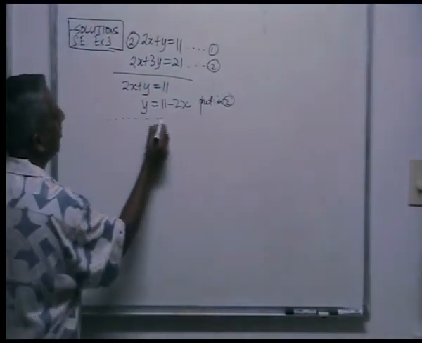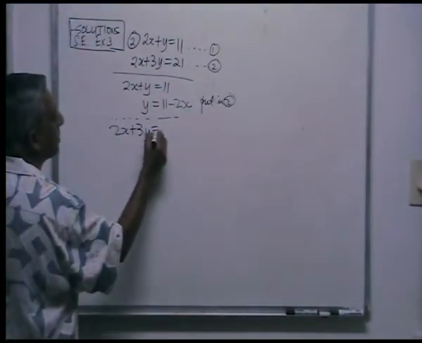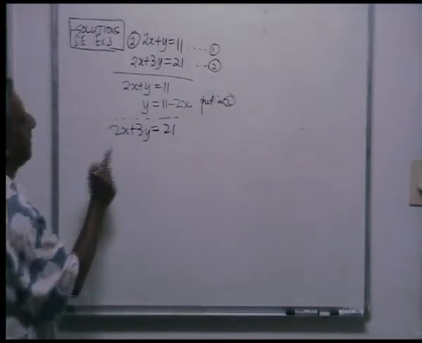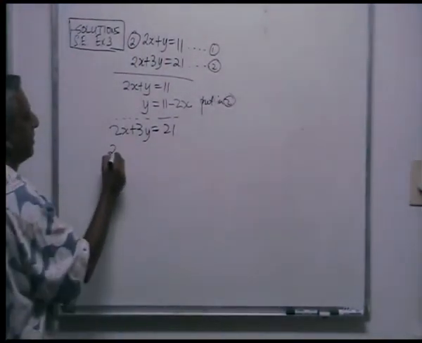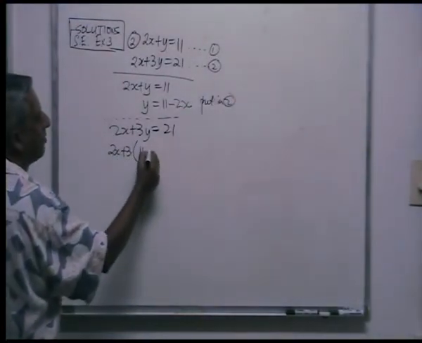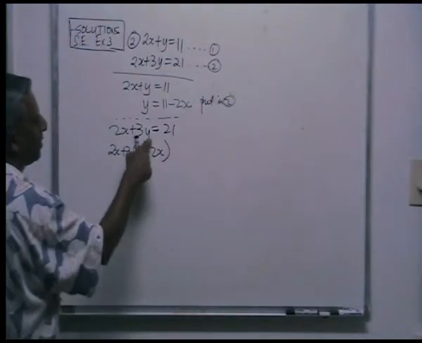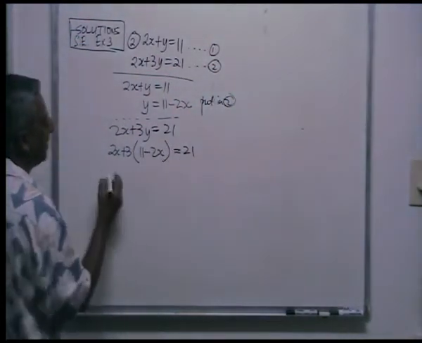So, what is 2? 2x plus 3y is equal to 21. That's number 2. Where there's y, I'm going to put 11 minus 2x. So there's your 2x plus 3 into 11 minus 2x. See, where there was y, I write 11 minus 2x is equal to 21.